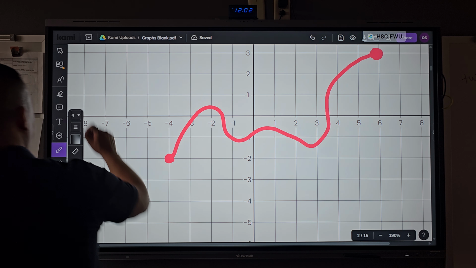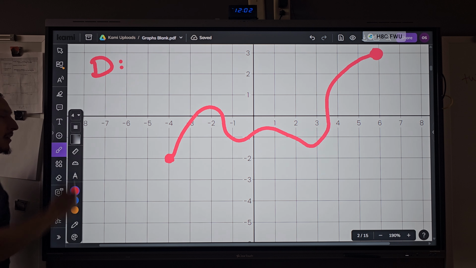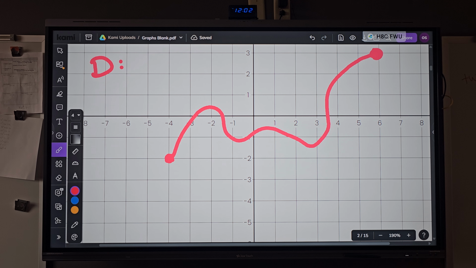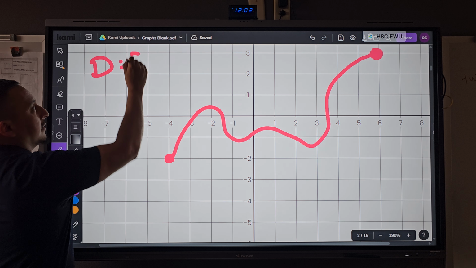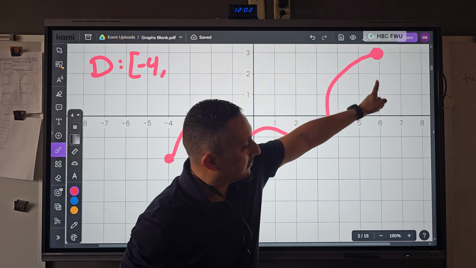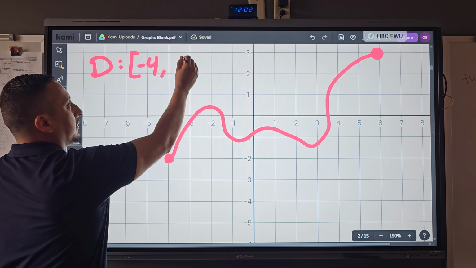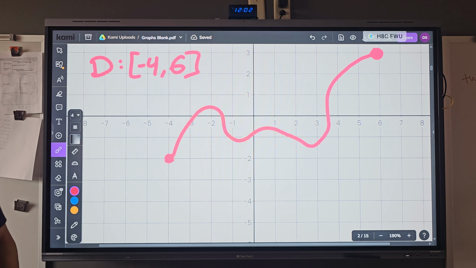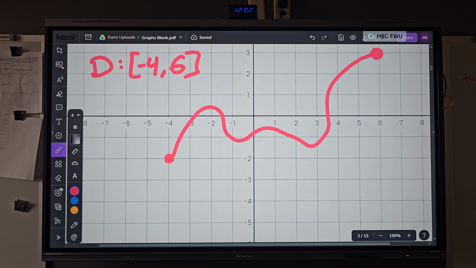Okay, so here we go. Domain. What's the most left part of this curve, guys? -4, right here. What's the most right? 6, right there. Okay. Remember, I know it's silly, but if you struggle with this, just picture that little guy, right? What's the most left he can go? What's the most right he can go?